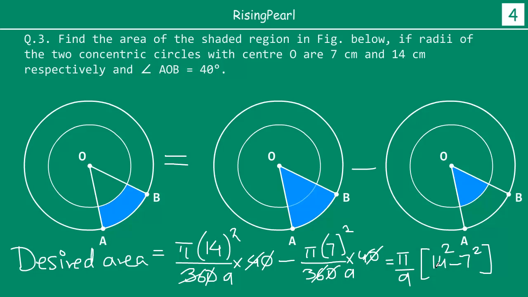If you know the square of 14 is 196, you can simply say this is 196 minus 49. Or the other way, you can think of this as a square minus b square, so it will be 14 plus 7 times 14 minus 7. You can do it that way as well. Now simply by finding the value of this, you can find the desired area, which is highlighted in blue.